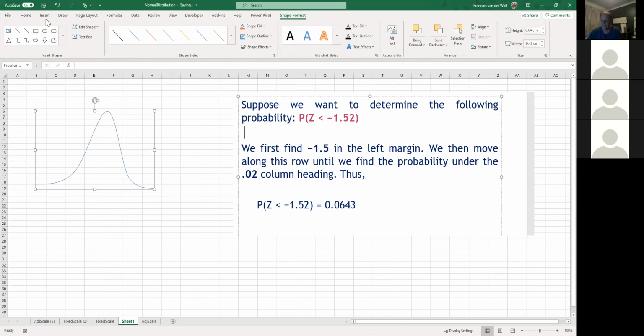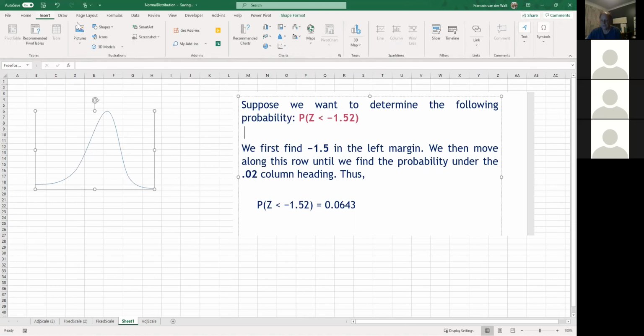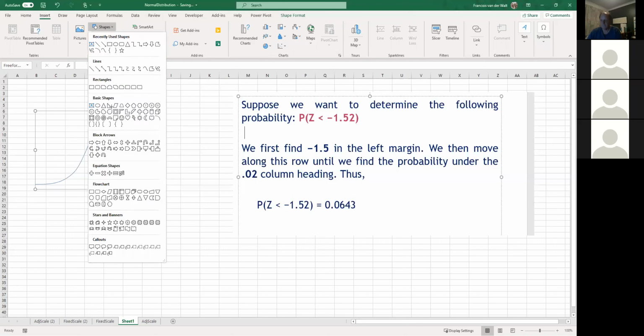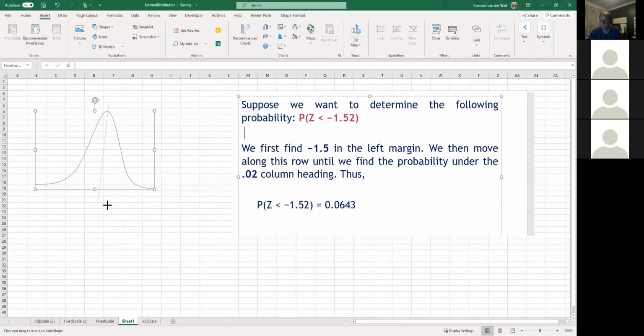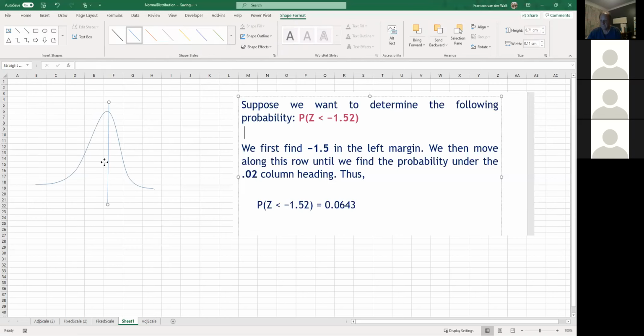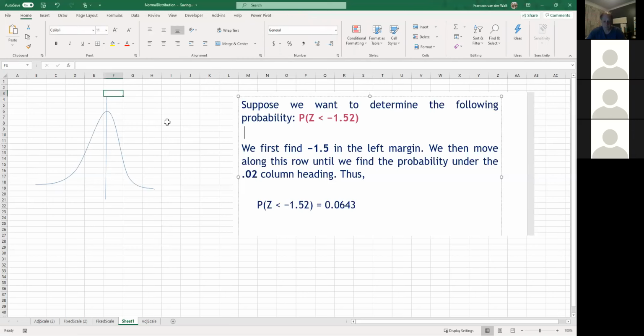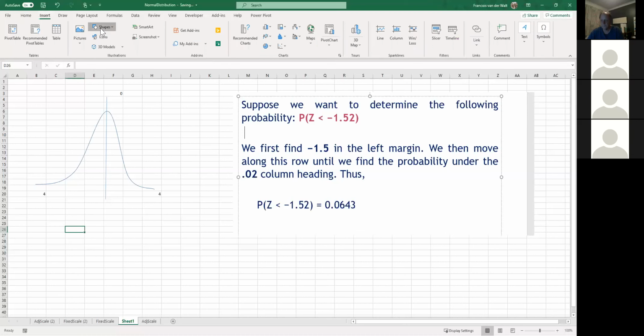It's also useful to just insert a straight line, which is where the mean, the mu, is. Can you see that? Now, we know that this is 0, don't we? And this is roughly 4. About 4. Let me just draw one more to make it clearer.